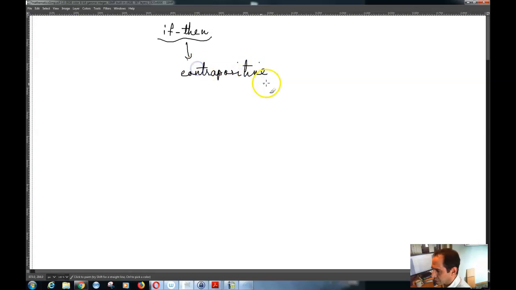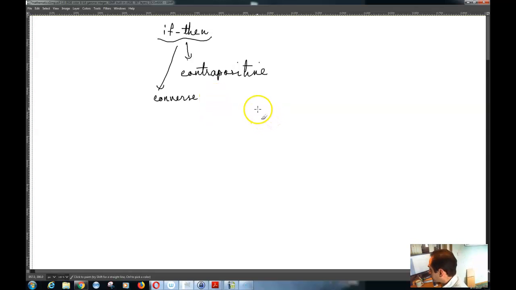Okay, so now the contrapositive and converse are certain other statements which can be formed from a given statement with if-then. So that means that if you have an if-then statement, then based on this statement you can write the contrapositive of this statement, or you can write the converse of this statement. Okay, so these are the two things that you can write based on an if-then statement.